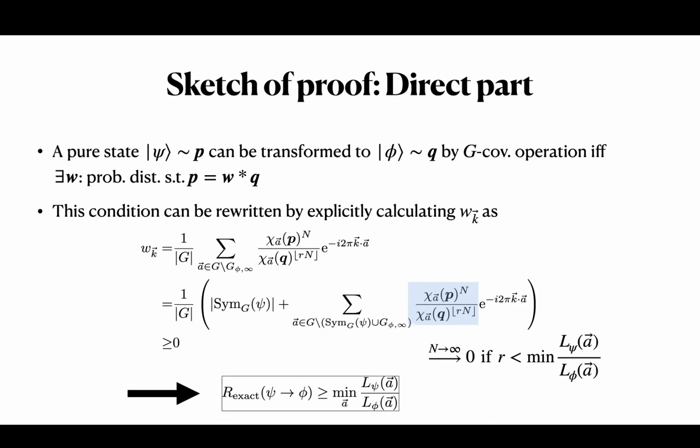And here we have a positive part and another part. Since this ratio becomes exponentially small if R is smaller than this value, this quantity vanishes and W_k becomes positive. So W becomes a positive probability distribution, and this R is achievable. So the rate is equal to or greater than this quantity.